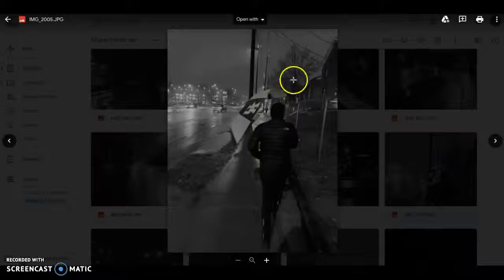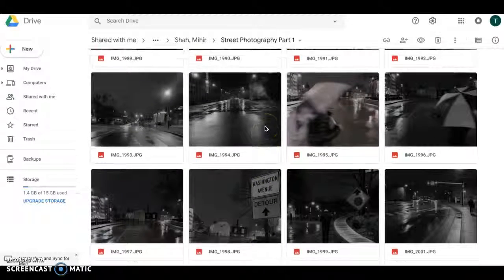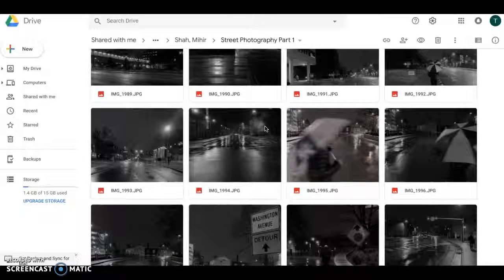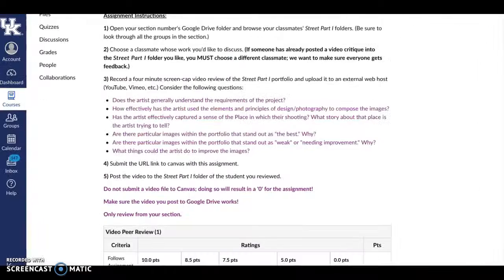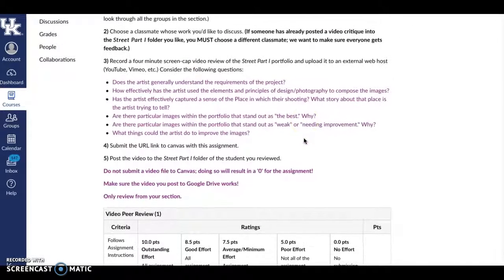This picture is also quite interesting. Definitely was raining. This person scrambling to get their umbrella up and make sure they don't get wet from the rain. So that was a great image capture of that moment. The person was trying to get their umbrella up. Let's go back to see what other images we want to discuss.